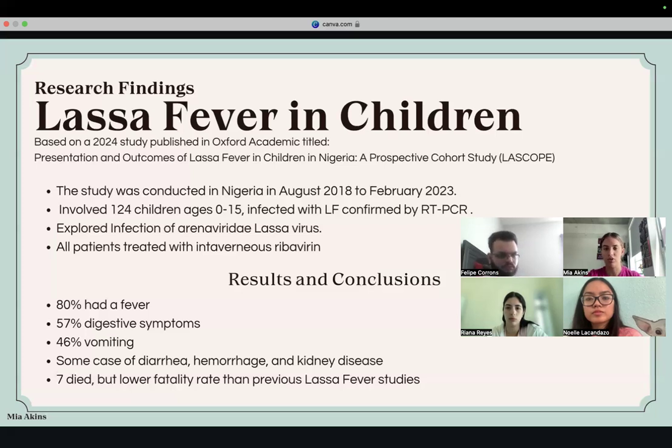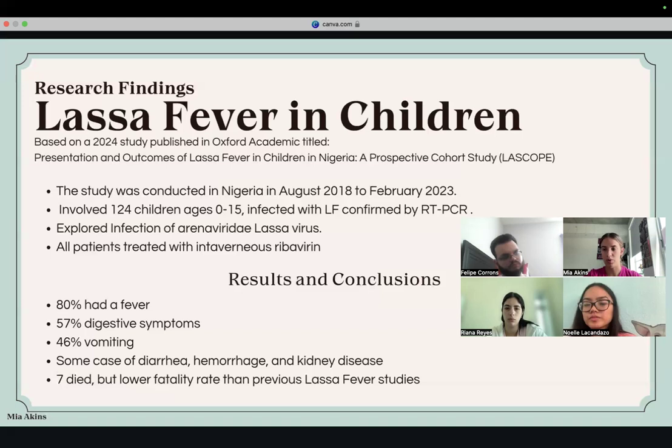And then the results and conclusions for the study: it found that 80% of the patients had a fever, 57% experienced digestive symptoms, 46% experienced vomiting, 4% abdominal pain, and there were also some less common symptoms such as diarrhea, hemorrhage, and the worst being kidney disease. So some only experienced mild symptoms that lasted maybe a couple of weeks, but some experienced debilitating results such as kidney disease.